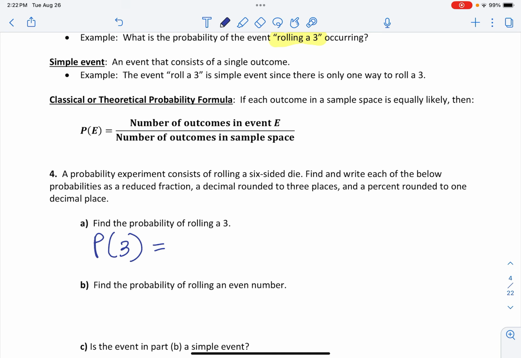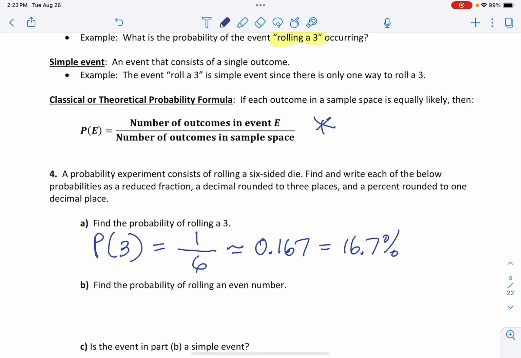Again, it's this fraction using this formula. How many ways are there to roll a 3? In that sample space, there's just one because there's only one 3. And there are 6 values in the sample space. So the probability is 1 over 6, which as a decimal is 0.167, and as a percent to 1 decimal place, I would just move that decimal over 2 places, or multiply by 100, 16.7%. So we expect to see a 3 16.7% of the times that we roll the die.